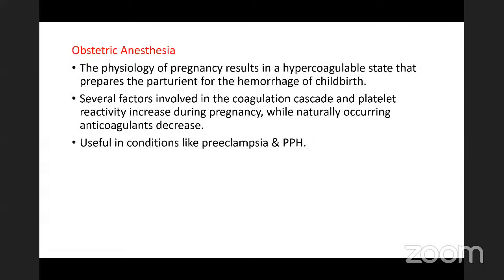In obstetric anesthesia, it's also used. The physiology of pregnancy per se is a hypercoagulable state that prepares a parturient for hemorrhage of childbirth. Several factors involved in coagulation cascades and platelet reactivity increase during pregnancy, while naturally occurring anticoagulants decrease. TEG is useful in conditions like preeclampsia and PPH.